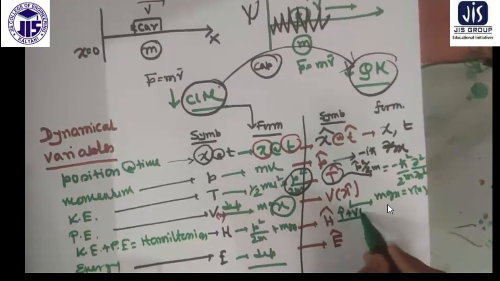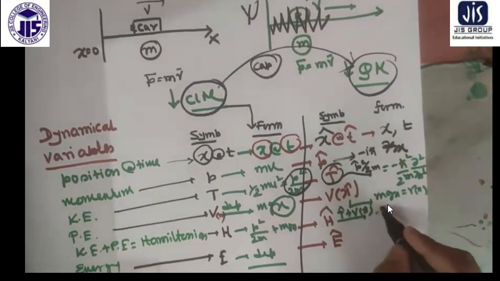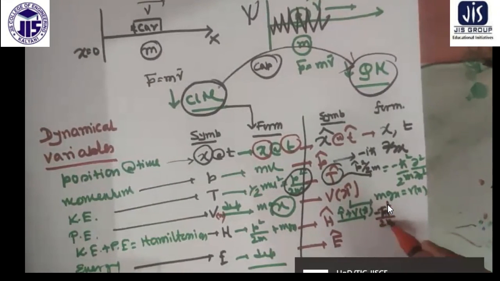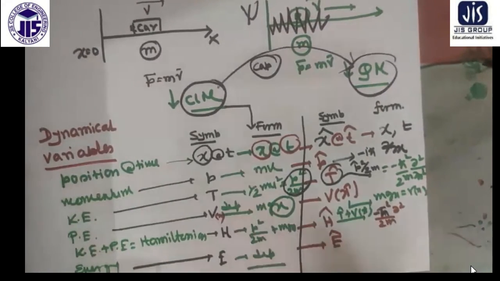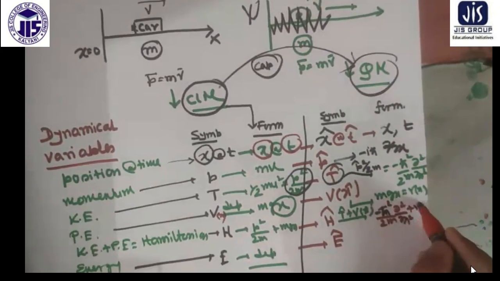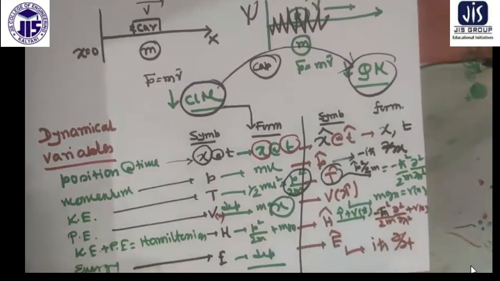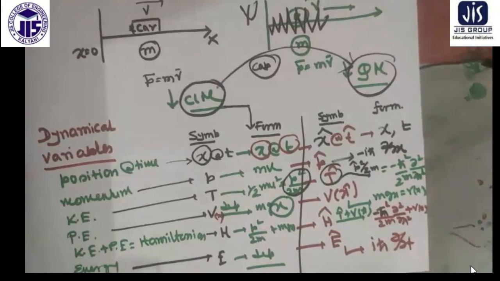Hamiltonian is a summation of T and V, so your job is simply to add these two. So it is minus h bar square by 2m d2/dx2 plus V(x). And energy is the time dependent operator, i h bar del/del t. So this has been the formula for getting the corresponding dynamical variable.